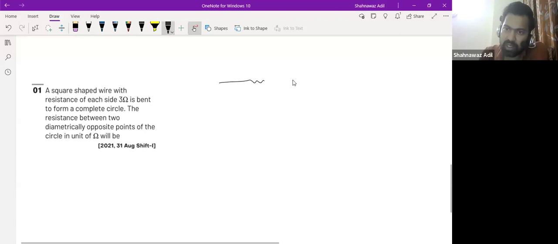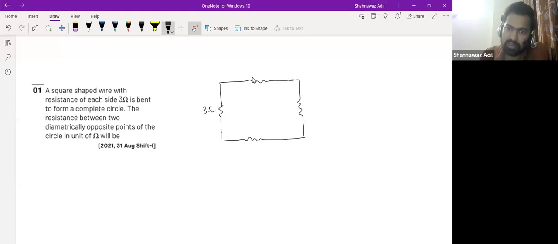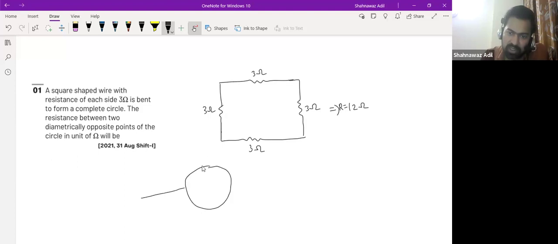We have a square type resistance, right? And this has a 3 ohm resistance, this has 3 ohm, this has 3 ohm, this has 3 ohm. So the total resistance is 12 ohm. Now this has been folded to make a circle, right? And then these parts are connected. So we have to find out what is the resistance of this circular wire.